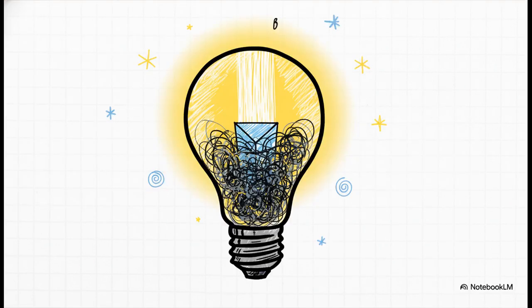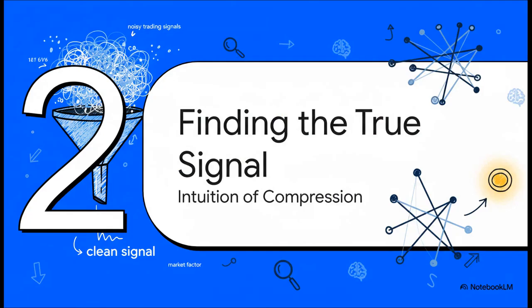And look, solving this problem, it's not just some minor tweak. This is a fundamental source of competitive advantage. The ability to find that true, clean signal inside all of the market noise, well, that's precisely where a real, sustainable quant edge is built. So how do we actually do this? How do we find that true signal? Well, let's get into the solution.